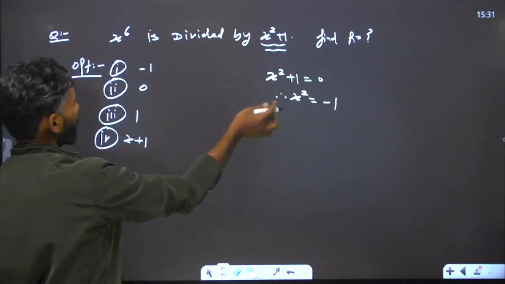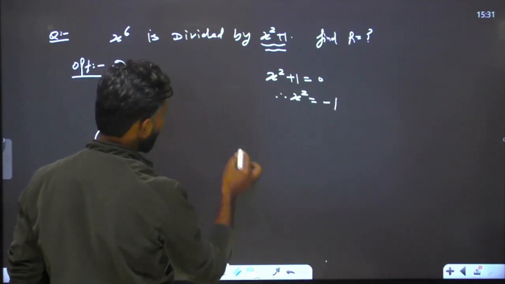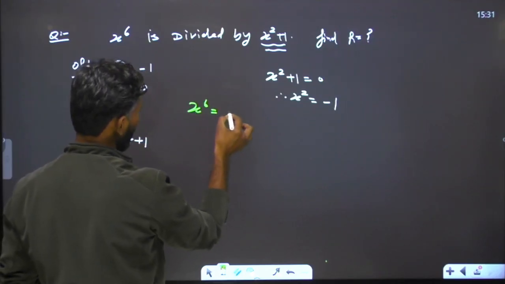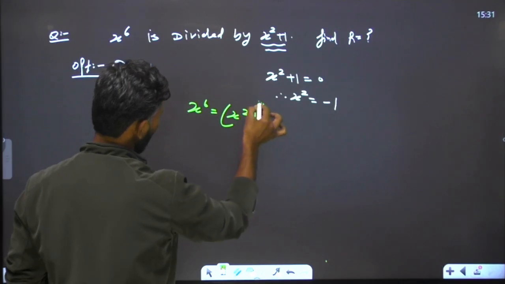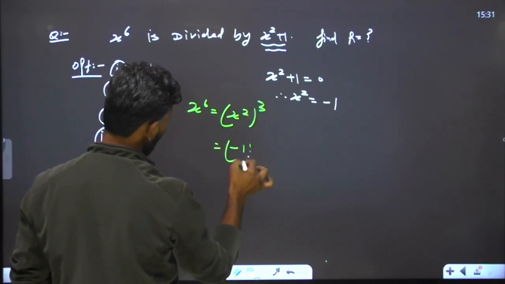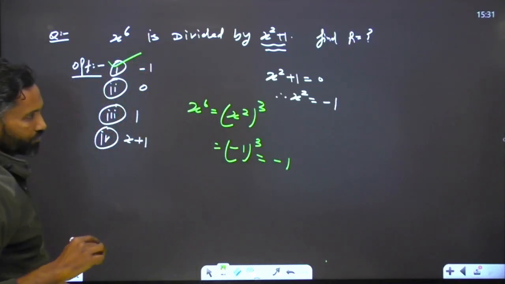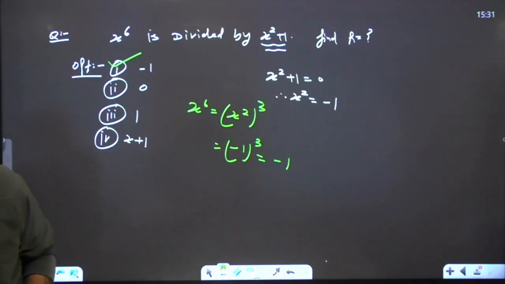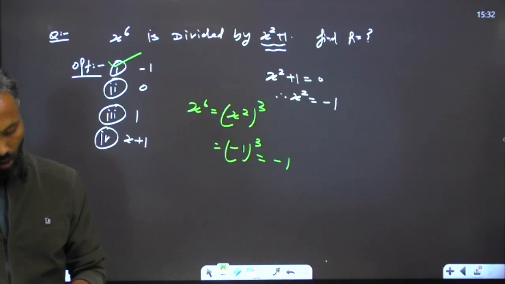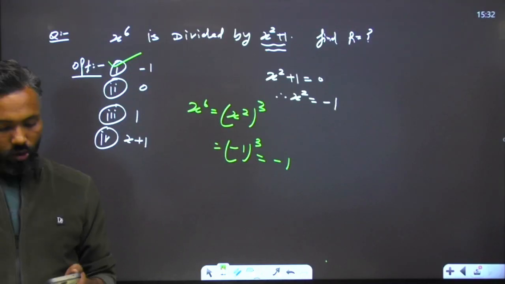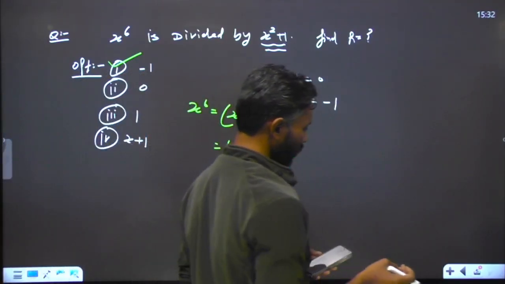Now we have to place the value of x square over here, and we have to divide x to the power 6. So I can say x to the power 6 can be written as x square whole cube, and the value of x square is -1. So -1 cube equal to -1. So this is the answer. Answer is -1. This was also a question from series 2025. I will provide you the solution of the last 10 years' questions, and we will discuss all those questions.